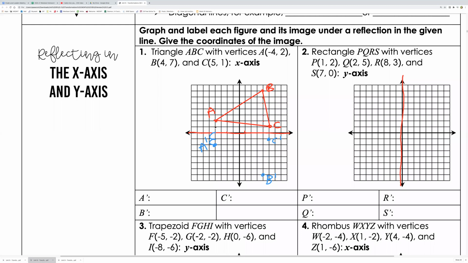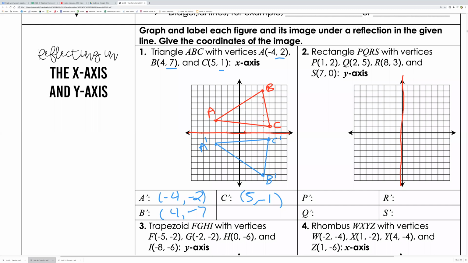Erase some of my work here, that way it's a little easier for you to see. And then we'll connect our dots. And as you can see, this triangle is just a flipped version of itself. To get the coordinate points of our new image, we are going to change all of our y values to be negative. So all of our second numbers to be negative. So this would be -4, -2, 4, -7, and 5, -1.